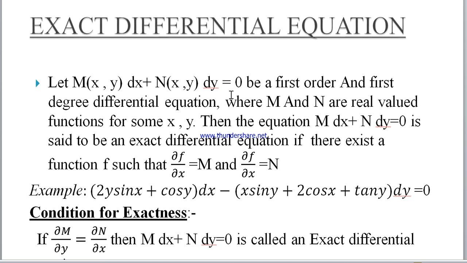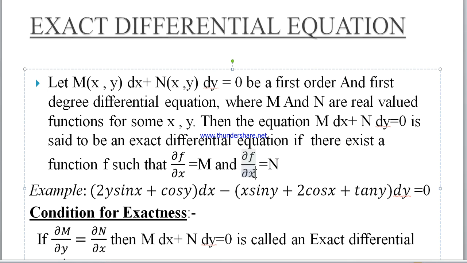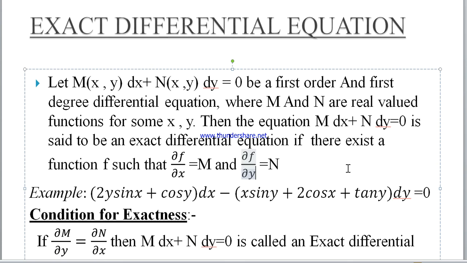Let M dx plus N dy equal to 0 be a first order and first degree differential equation, where M and N are real valued functions of x comma y. Then the equation M dx plus N dy equal to 0 is said to be an exact differential equation if there exists a function f such that dou f by dou x is equal to M and dou f by dou y equal to N.